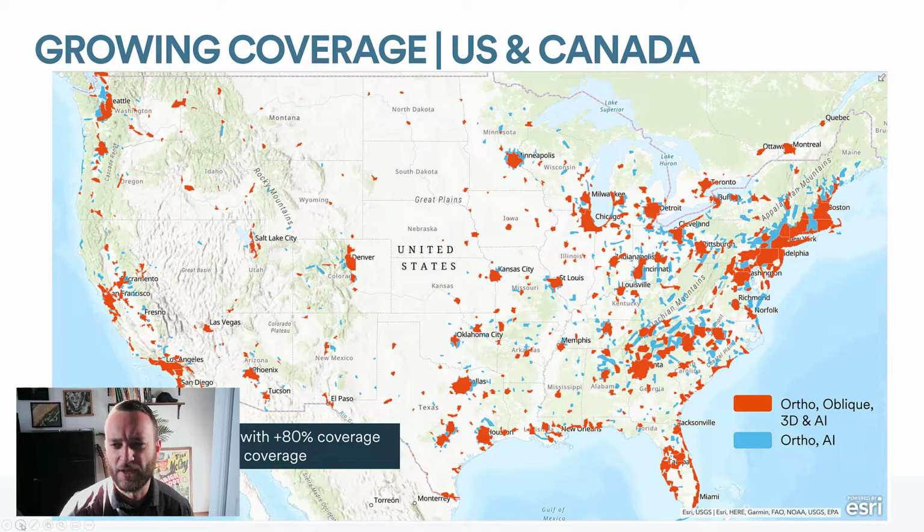So this is our coverage map I mentioned. This is just our U.S. footprint. Again, we do capture in Australia. That's our home, our headquarters. So we have very comprehensive coverage of Australia, as well as parts of Canada now, which can actually be shown in this map a little bit.